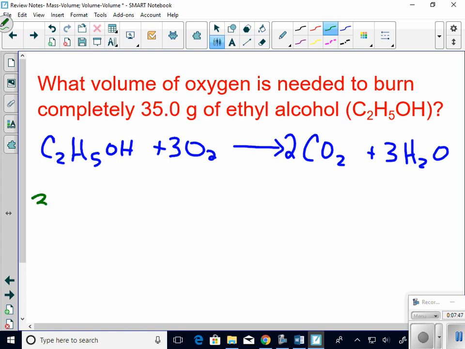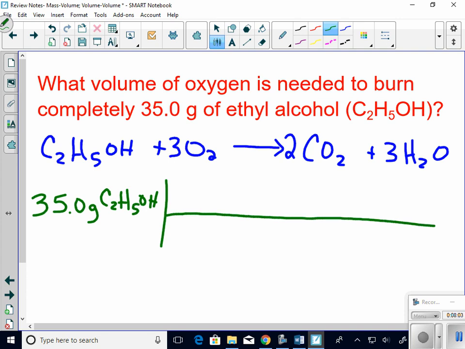Once again, this is just like the last problem. So I'm going to start out with 35.0 grams of C2H5OH. I'm going to make my long conversion box. We're going to go a while with this. I need to find the molar mass of ethyl alcohol: 46.0688 grams.